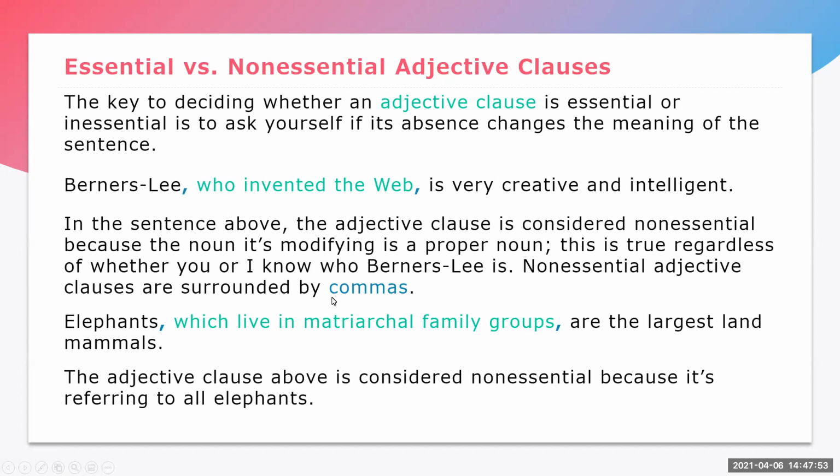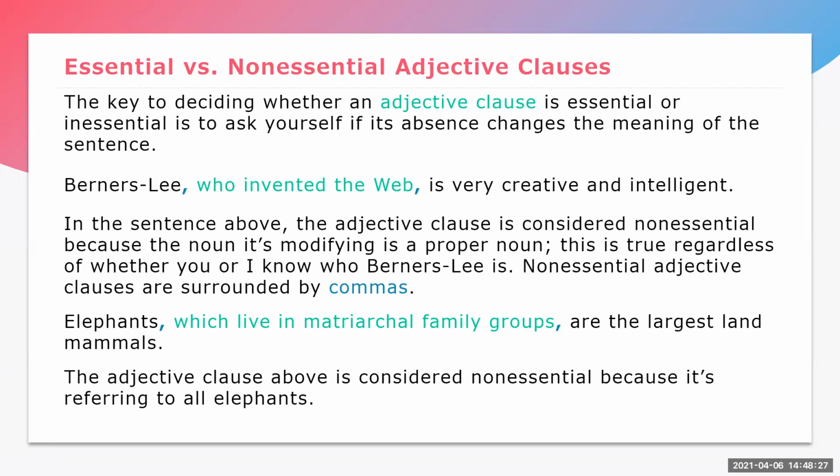The same is true if the adjective clause references an entire group of something. The idea here is that if your adjective clause doesn't narrow the group it's referencing, then it's non-essential. So here we have elephants, which live in matriarchal family groups, are the largest land mammals. It's considered non-essential because the information in it is about all elephants, not just some of them.